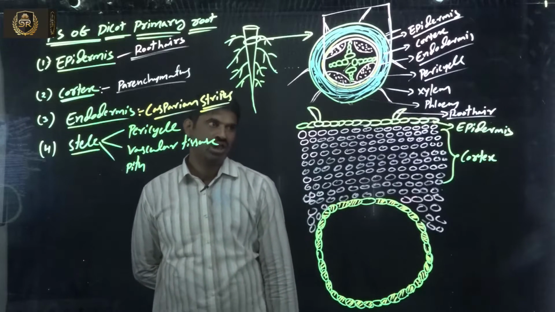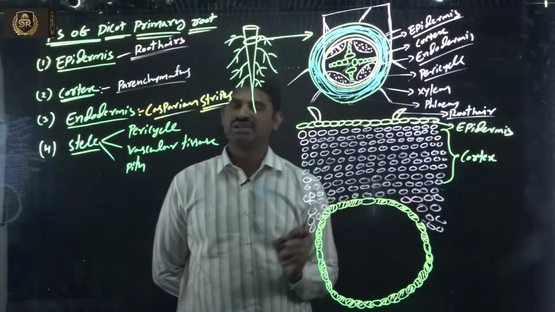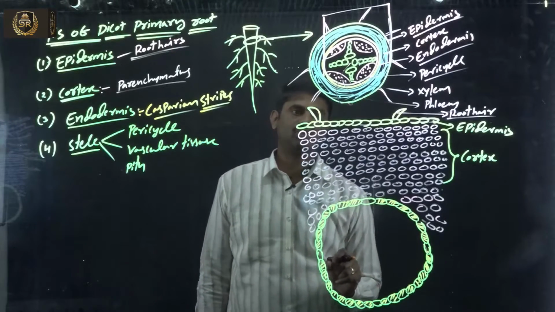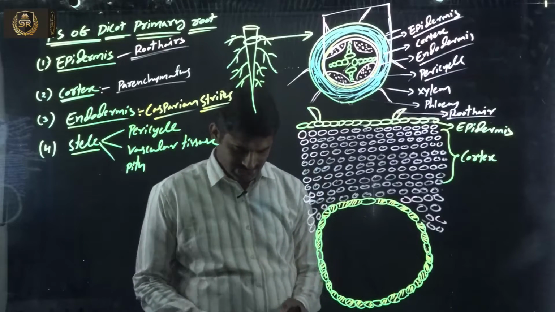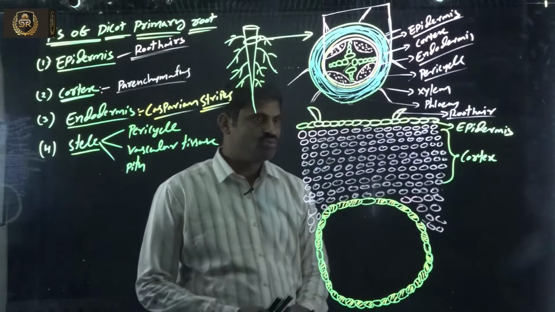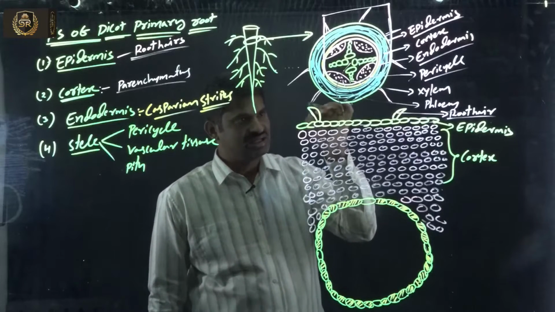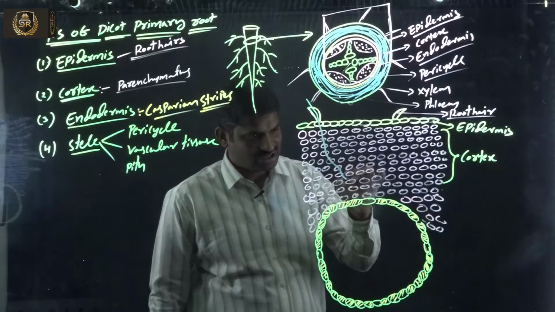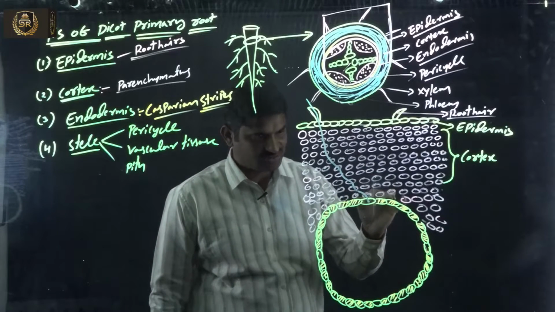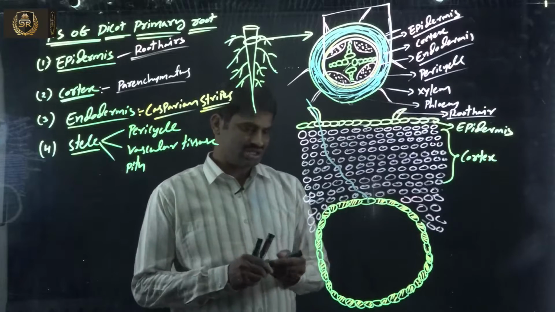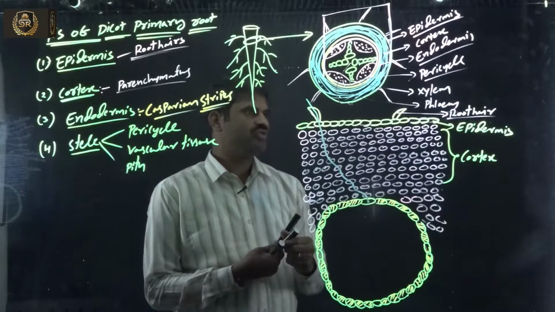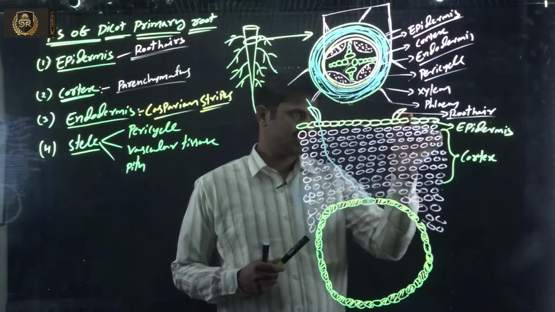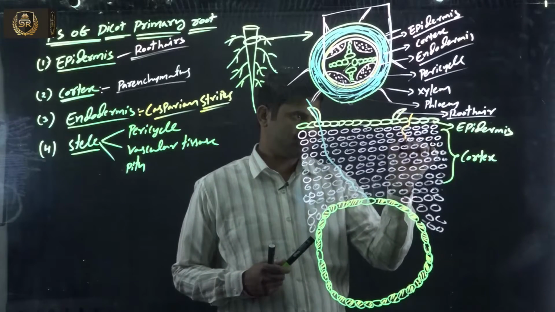Next one, inside the cortex, two types of transport are present: apoplast and symplast transport. For example, when water molecules move through within the cell, this transport is called symplastic transport. Next, when water molecules move through intercellular spaces, this is called apoplast transport.